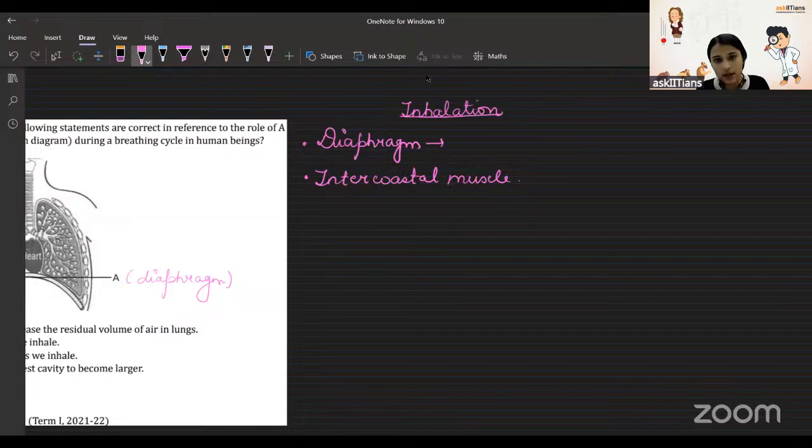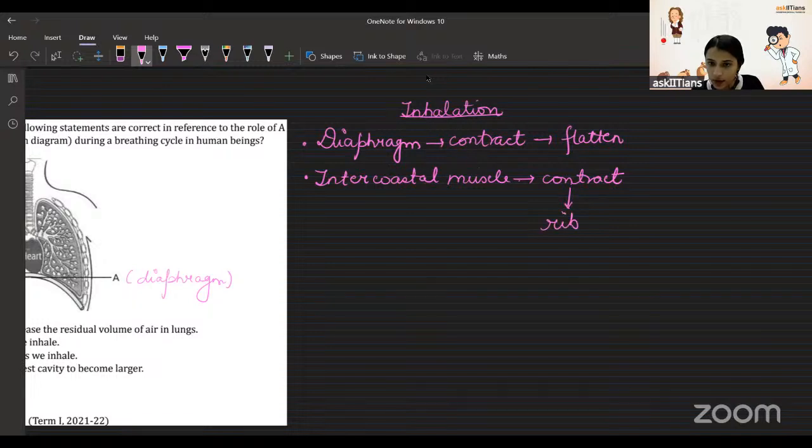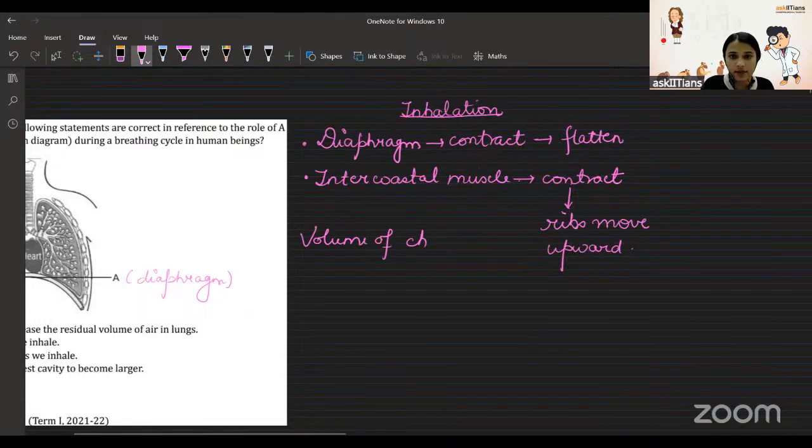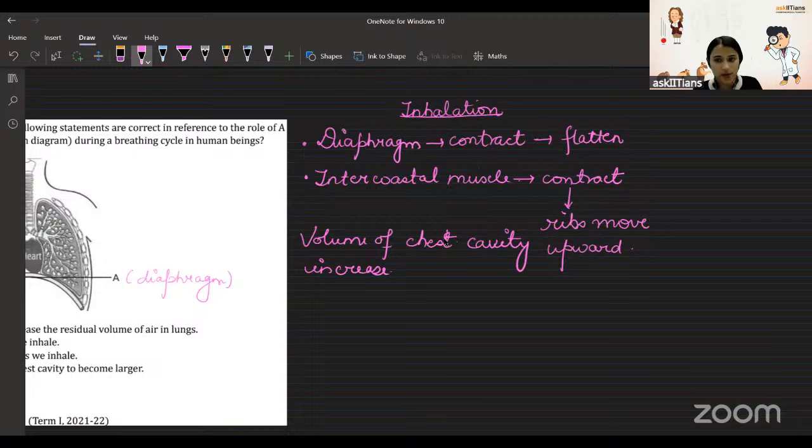The diaphragm muscle contracts, and when it contracts, it becomes flattened, right? And the intercostal muscle also contracts at the time of inhalation, and when it contracts, it lifts the ribs upward. So your ribs will move upward. As a result, the volume of the thoracic cavity, or chest cavity, will increase. And in exhalation, the reverse process takes place, right?